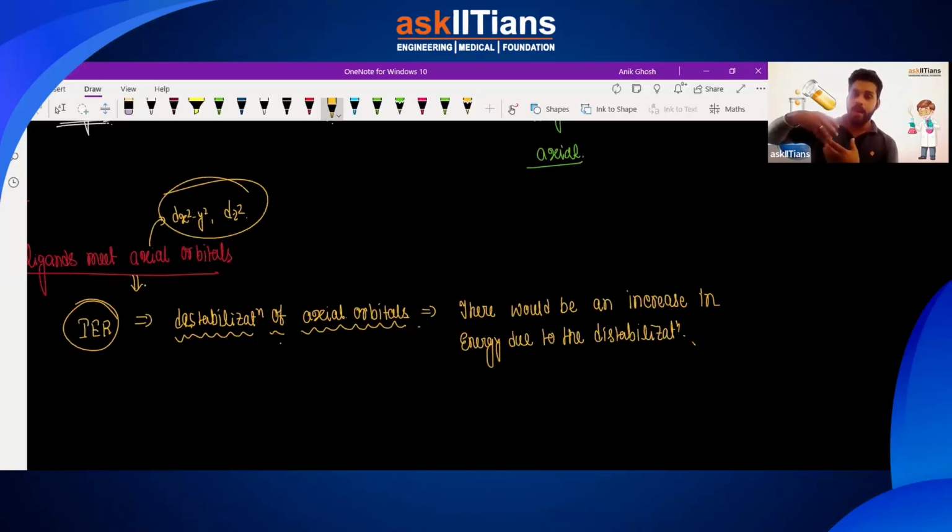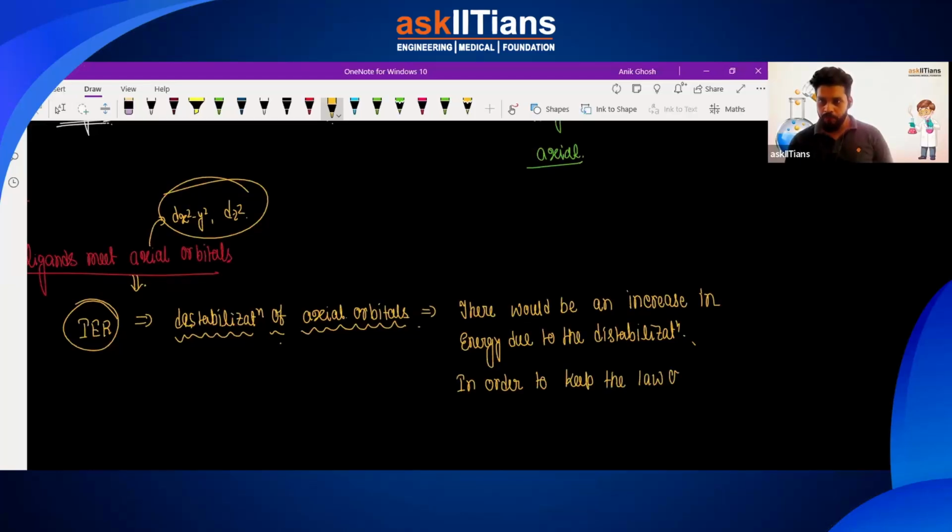So as the axial orbitals are getting destabilized, how would you show this, guys? How are they getting destabilized? By increasing their energy, they are getting destabilized. In order to keep the law of conservation of mass intact, what would happen?